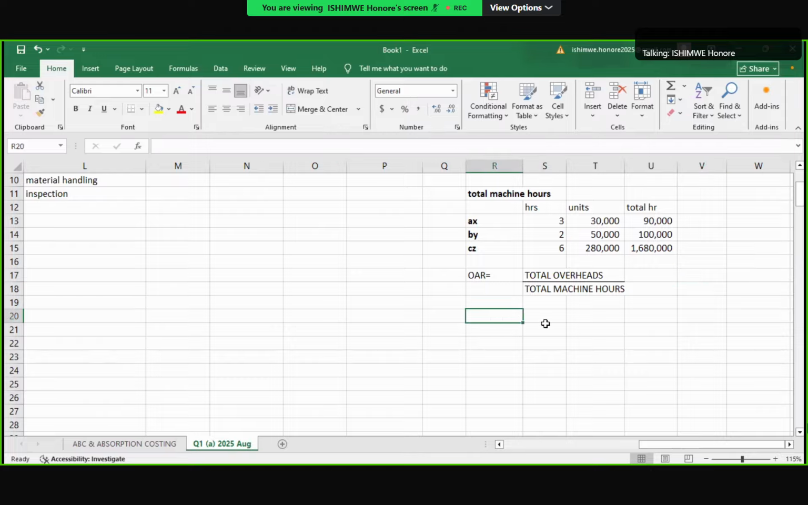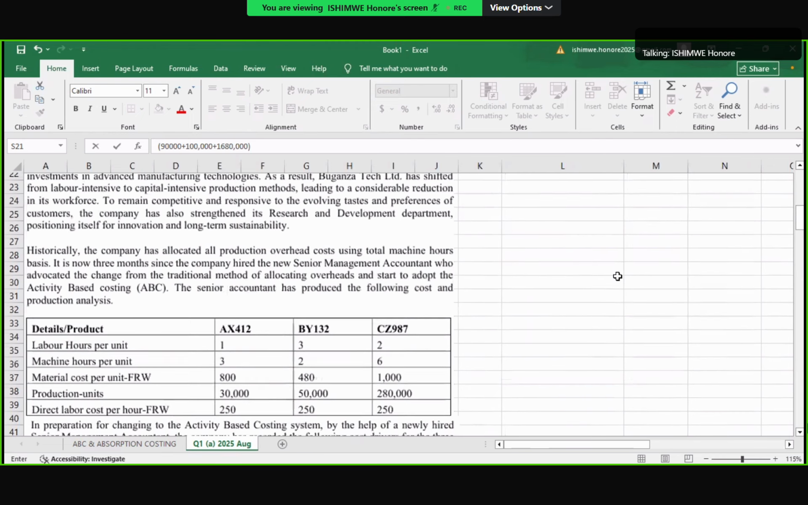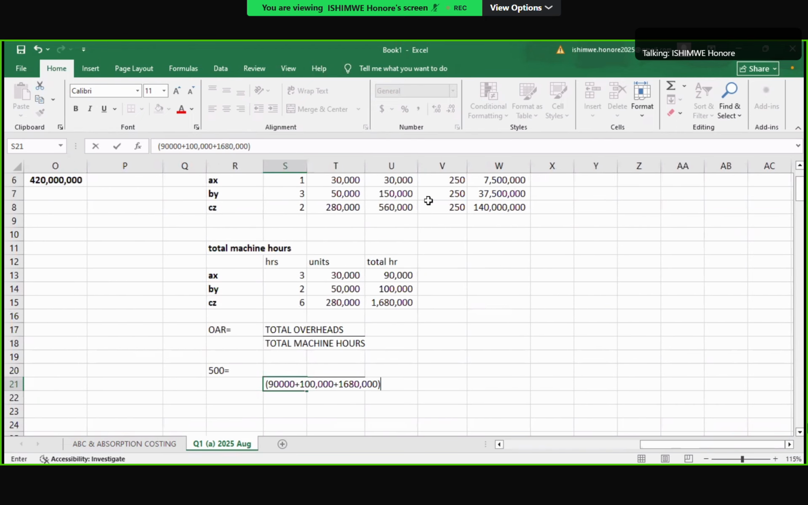Let me say bracket 90, this is for AX product, 100 plus 380. This unit was it 280? Yeah, it is 280, yeah. When you are doing a question and you see numbers that look abnormal, you say, why is it so high? So that is where you start analyzing.